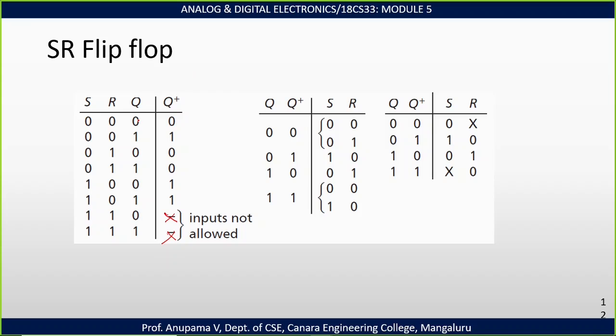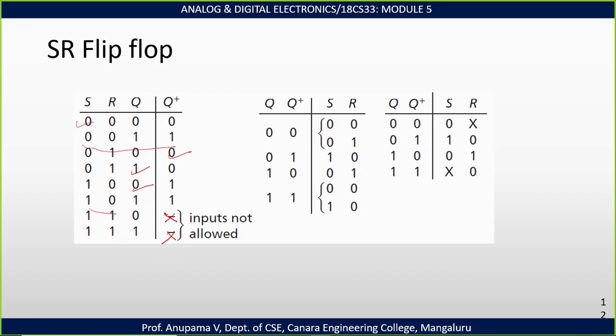See the truth table for the output 0 0. What is the possible input? 0 0, or next is 0 0. S and R can be 0 or 1. Similarly, for the output 0 1, see here we can find 0 1 here. Only one entry for 0 1, 1 0. Similarly, output 1 0. So only one entry 0 1. For the output 1 and 1, you can find two entries, that is S and R can be 0 0 or S and R can be 1 0, that I have written here.